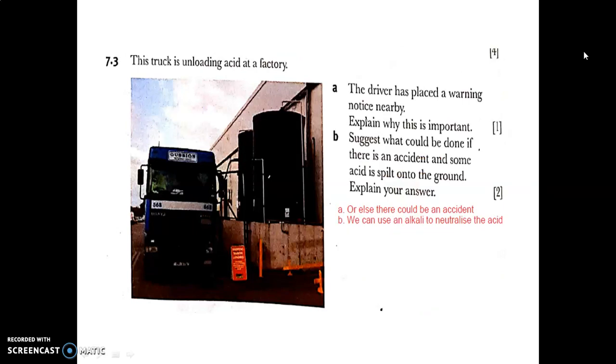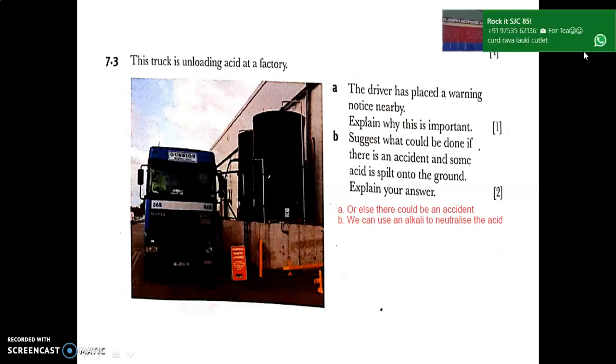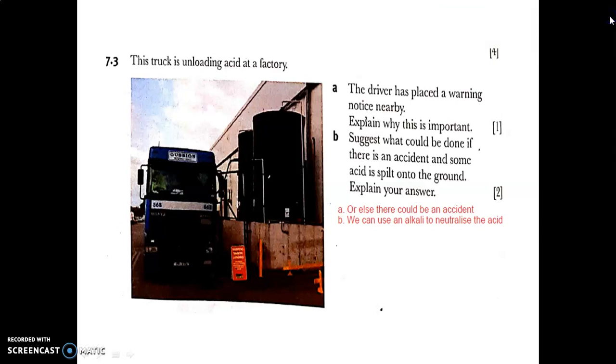Now 7.3. This truck is unloading acid at a factory. Okay, and you can see that there is a hazard warning. So the question reads, the driver has placed a warning notice nearby. Explain why this is important. Why is it important? If he doesn't put a notice like that, it could lead to an accident.